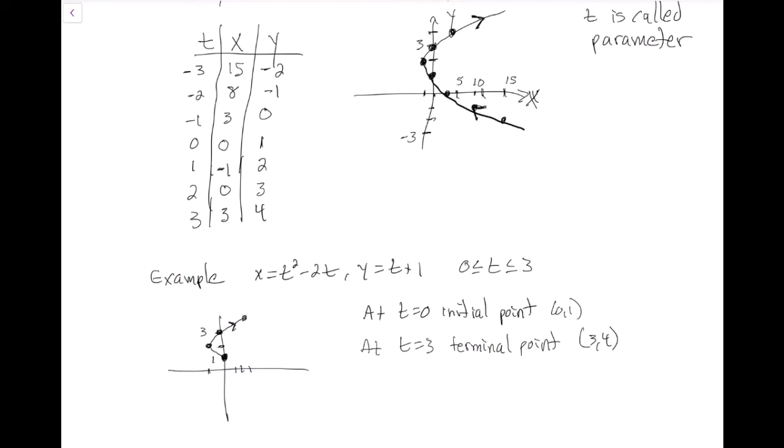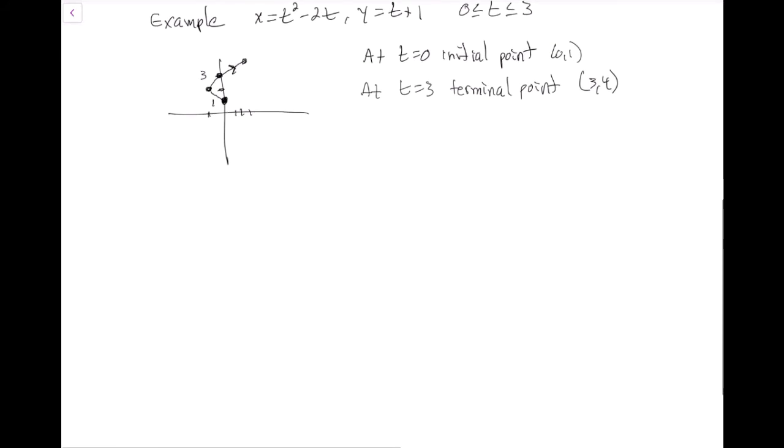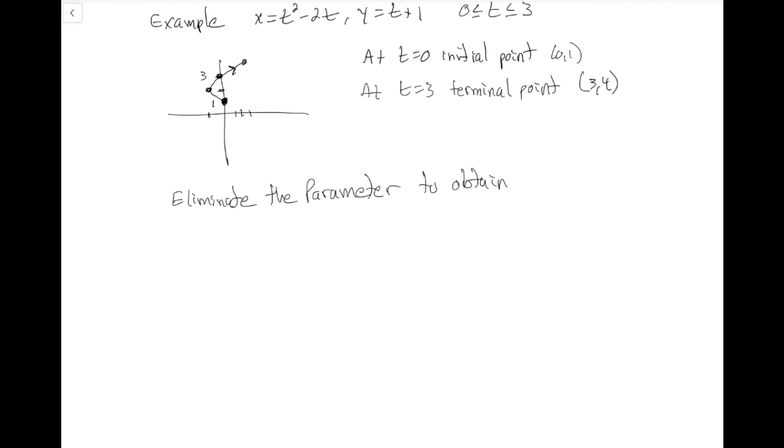Before we look at the more intricate fun stuff, let's take a look at eliminating the parameter here. For this same example, let's eliminate the parameter to obtain a Cartesian equation. Again, a Cartesian equation would involve only x's and y's. This isn't necessarily going to be y as a function of x, and in this particular case, y isn't a function of x. So think about how we might do this.